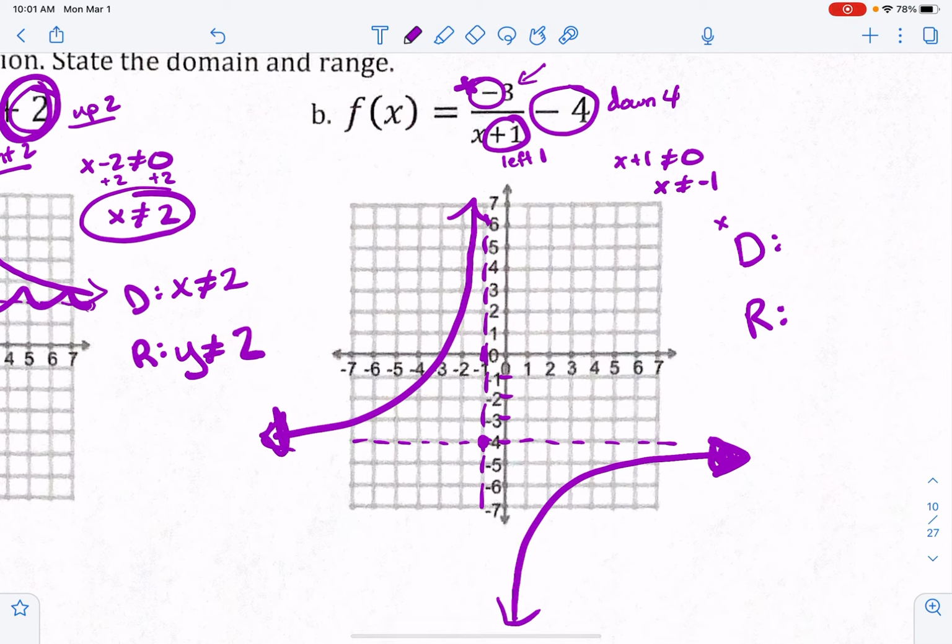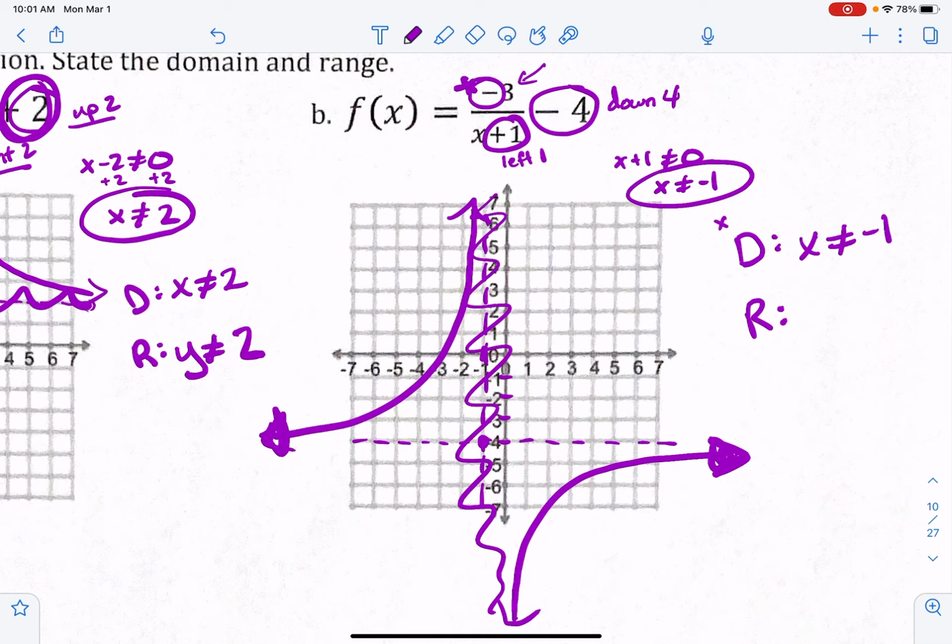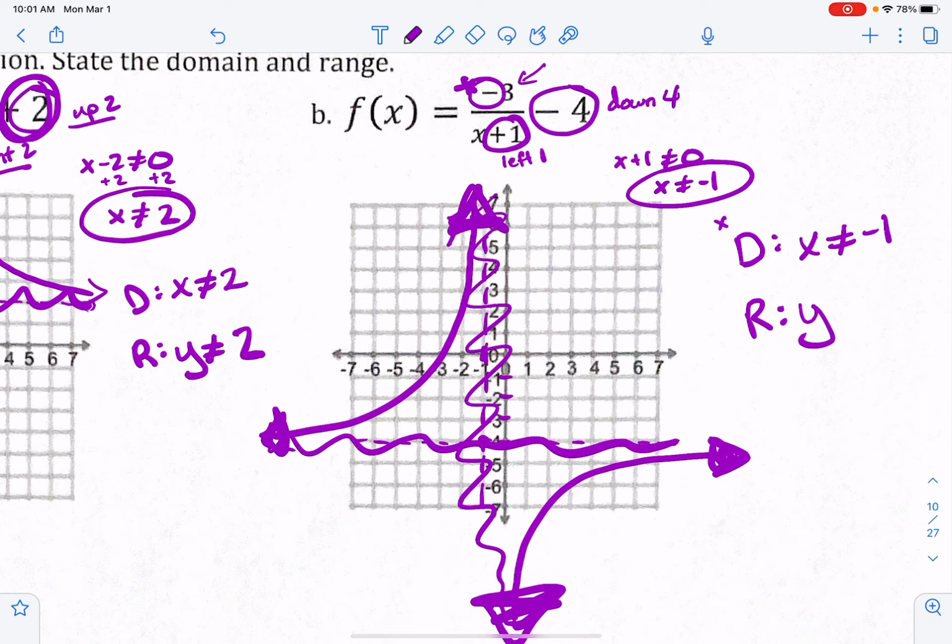Going to the left forever he will. But he won't cross this place right here, which is at x equals -1. So x won't be equal to -1 like we solved for in the equation. And then the range, he's going to touch everything going up. He's going to touch everything going down, but he won't touch this line here, which is at -4. So y can't be -4, okay?